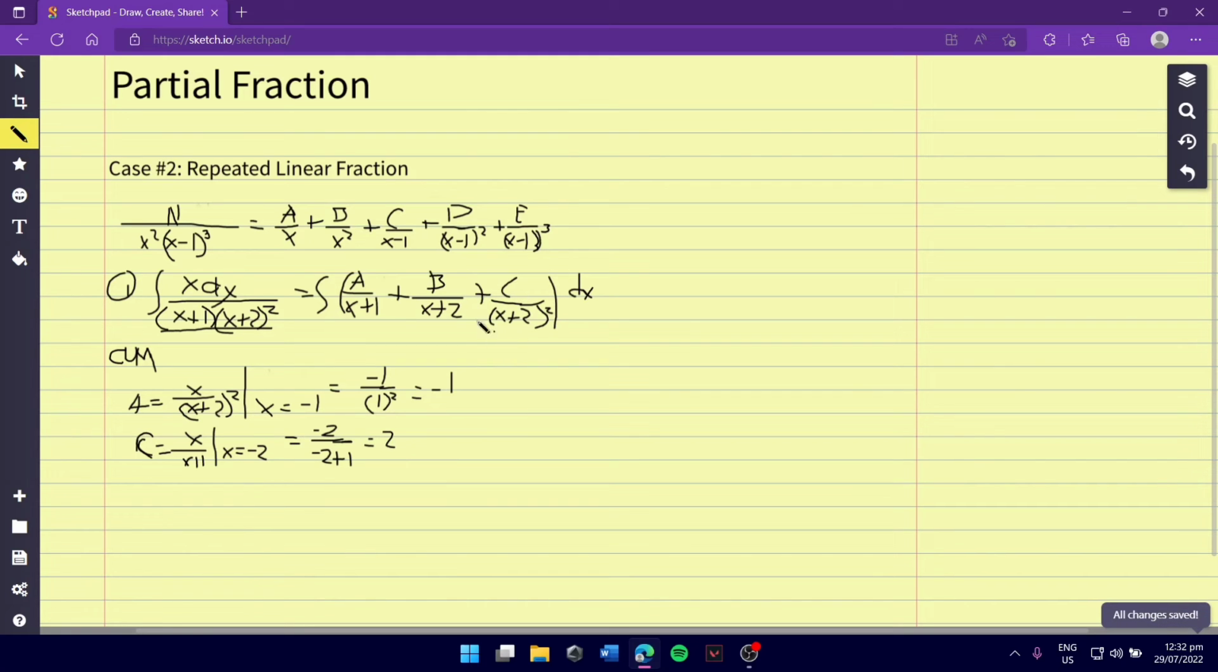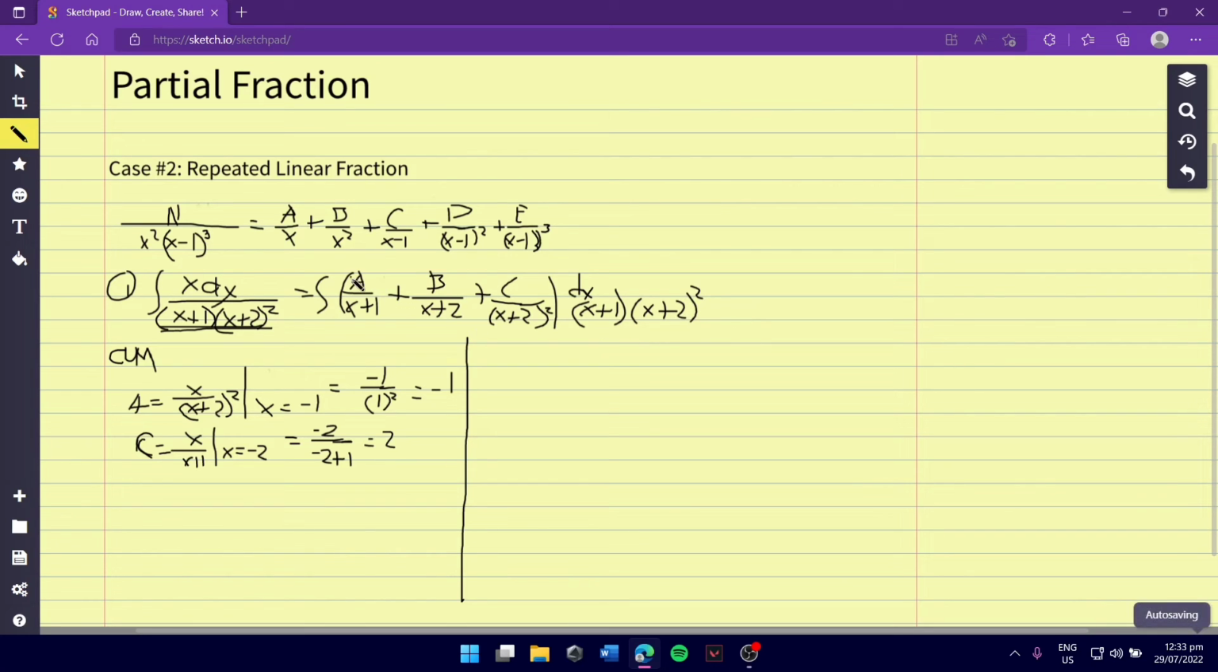In solving for B, we'll use the substitution method. First, in using the substitution method, we will multiply this term with the LCD, or the lowest common denominator. So this is our lowest common denominator. So we will multiply that by x plus 1, x plus 2 quantity squared.